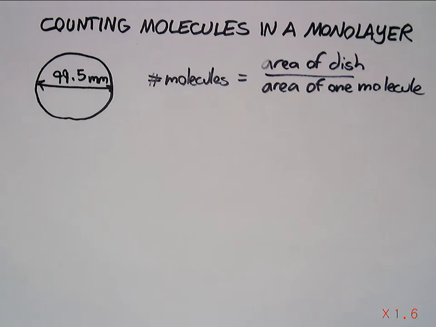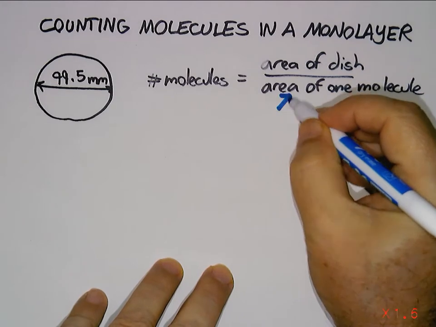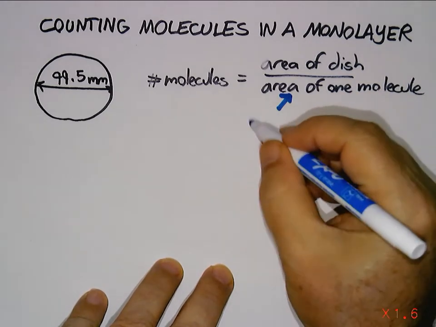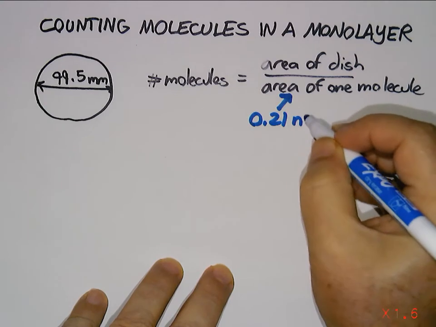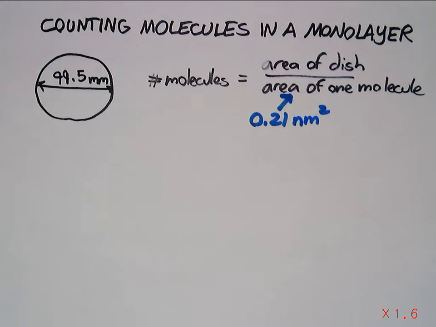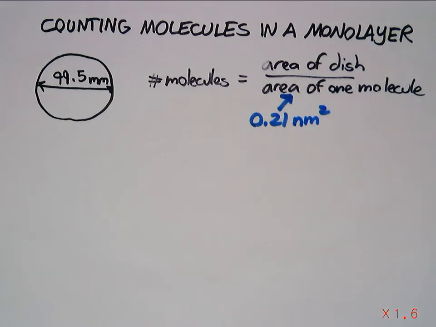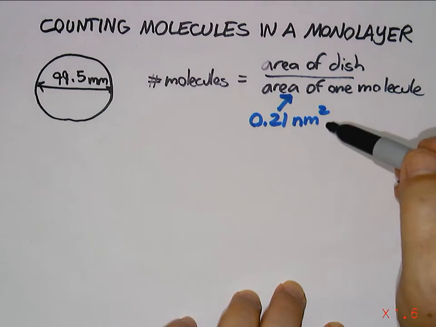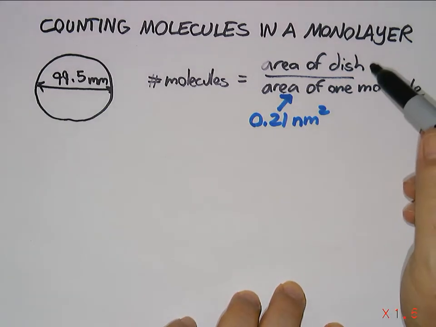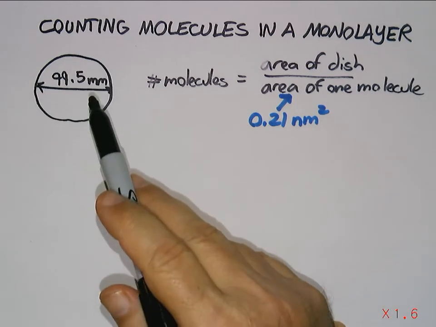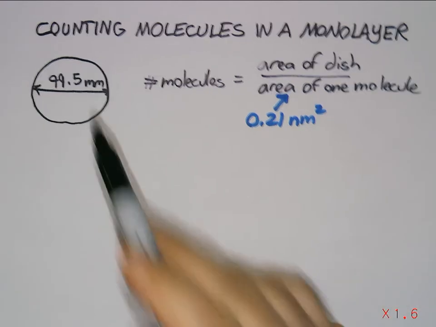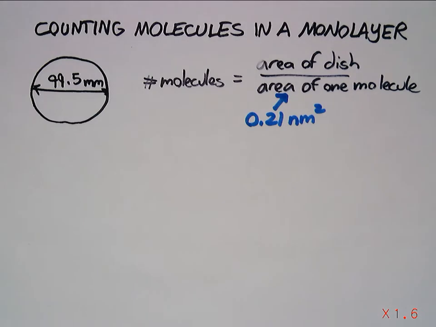Now, I happen to know what the area of one of these stearic acid molecules is that I'm making the monolayer out of. It's 0.21 square nanometers. All I've got to do then is find the area of the dish. And since it's a circle, I'm essentially calculating the area of a circle. One thing that I noticed, though: this is in square nanometers, so is my area of the dish. And I've got my diameter, instead of being in nanometers, it's in millimeters.